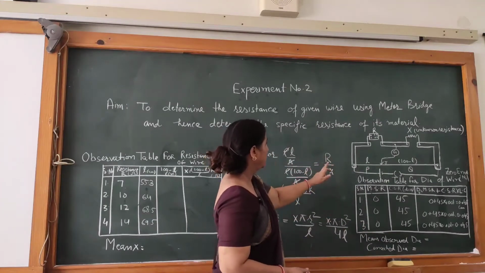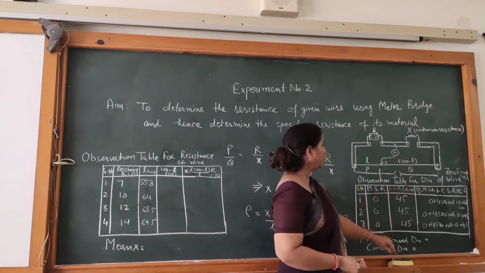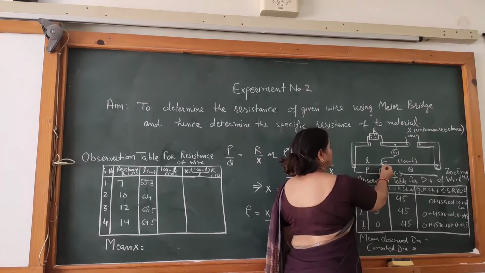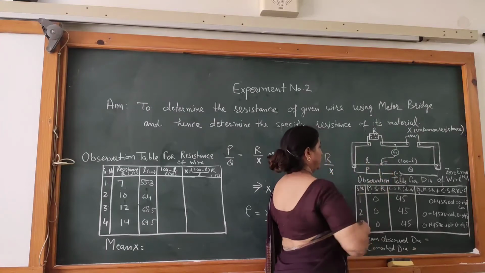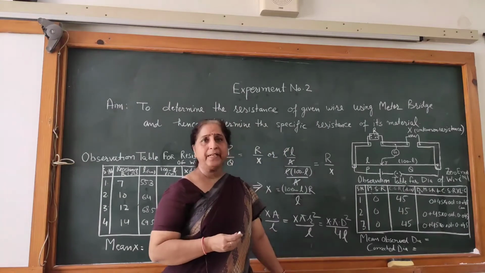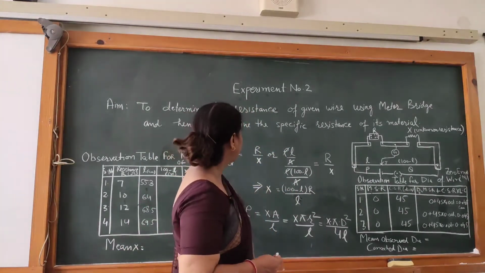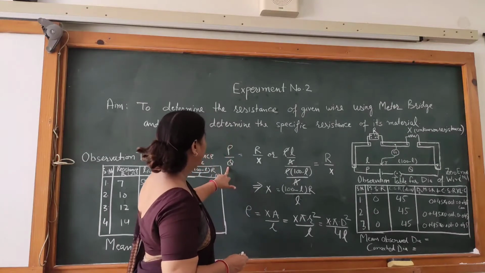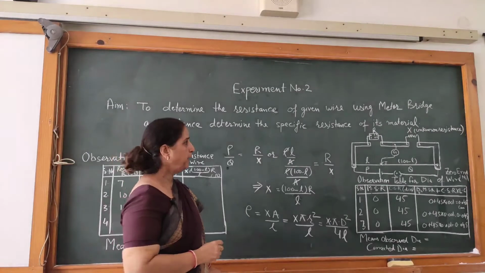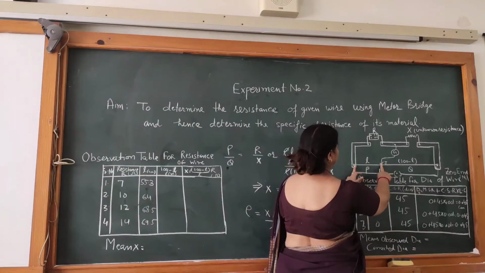So you will move the jockey over this wire by switching on the current. Say you insert the plug here and move the jockey, somewhere you will get the null point. So when you are getting the null point, it means this meter bridge is balanced, and when the bridge is balanced the relation P upon Q is equal to R upon X will be valid. P means the resistance of this part of the length of the wire.